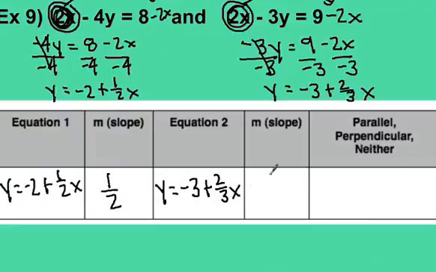So my slope for the second equation would be the number in front of x, which would be 2 over 3. For these two equations to be parallel, they have to have the same slope. 1/2 and 2/3 are not the same. For them to be perpendicular, they have to have negative reciprocals. 1/2 and 2 over 3 are not negative reciprocals. So they appear to have no relationship, so they have neither parallel nor perpendicular slopes.